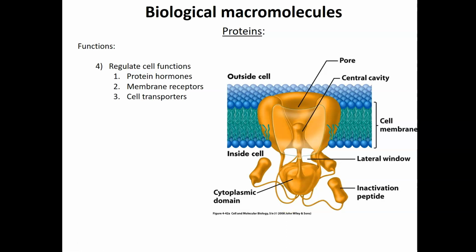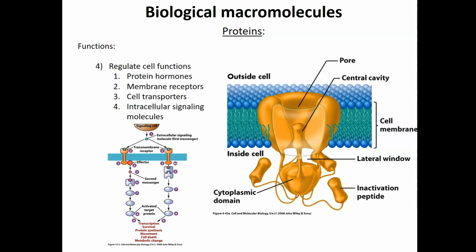We also have transporter proteins that can allow the transport of things from within the cell to the outside of the cell, or vice versa, such as moving nutrients into the cell or moving waste products out of the cell. We also can have intracellular signaling molecules. So within the cell itself, we can have these protein-protein interactions that take place where signals are getting transmitted from one part of the cell to another part of the cell.